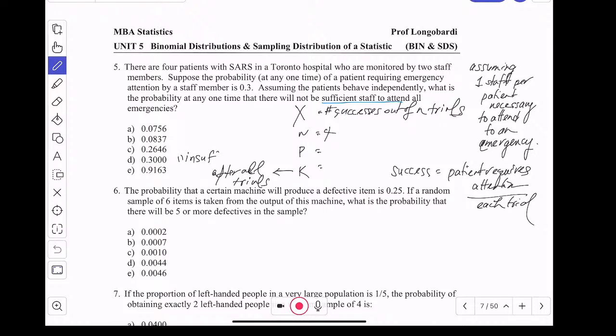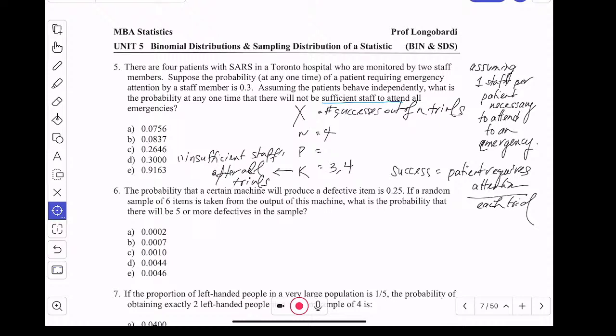insufficient staff is K, really. K has to capture what insufficient staff means. So insufficient staff would be 3 or 4 people requiring attention. That would be a problem. That would be insufficient staff.